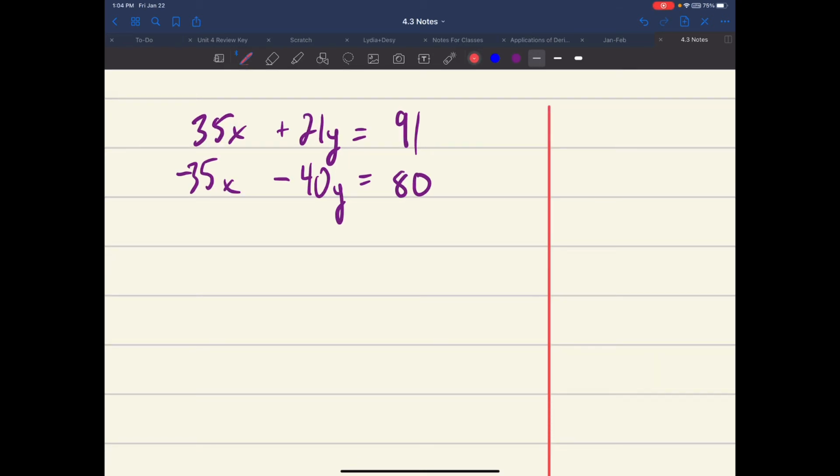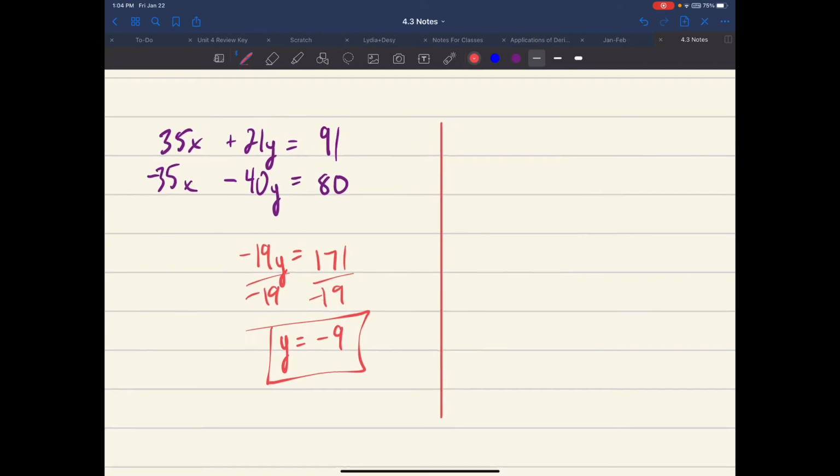Okay, so now we just add these two columns. So we have no x's because those will cancel. And then 21 minus 40y is negative 19y. 91 plus 80 is 171. And if I divide negative 19 out from both sides, then I get y equals negative 9.